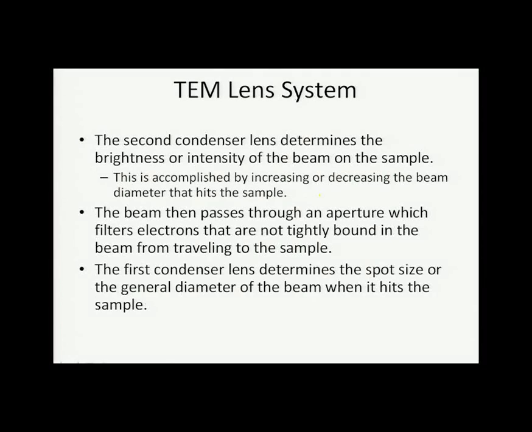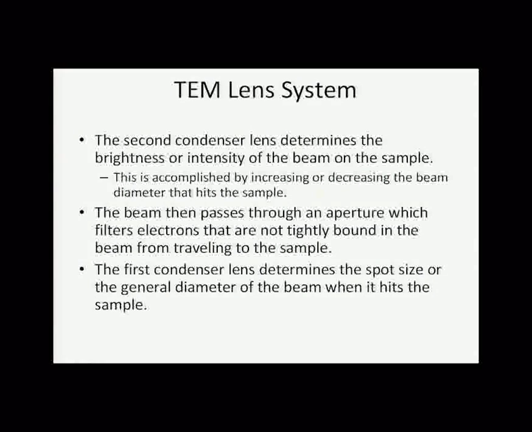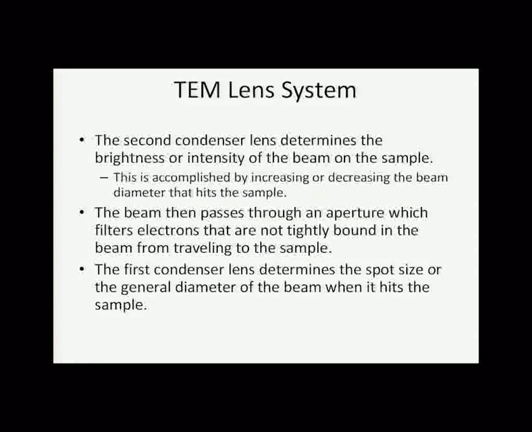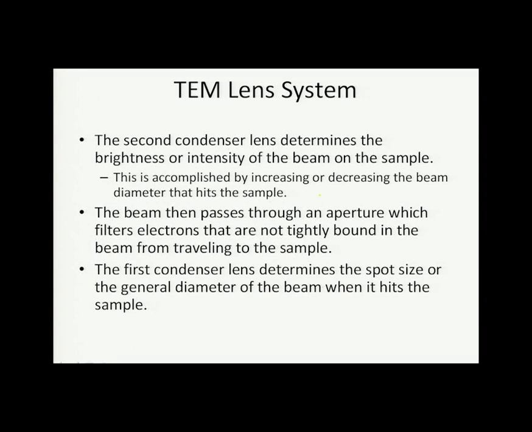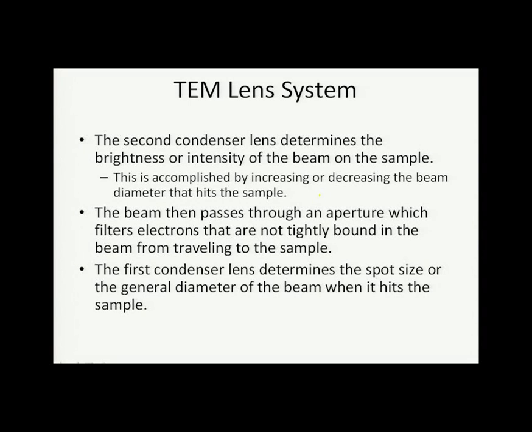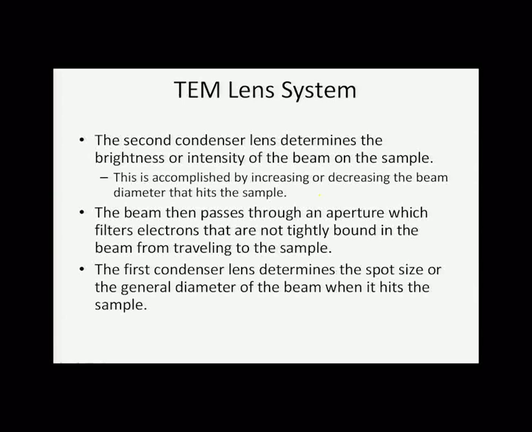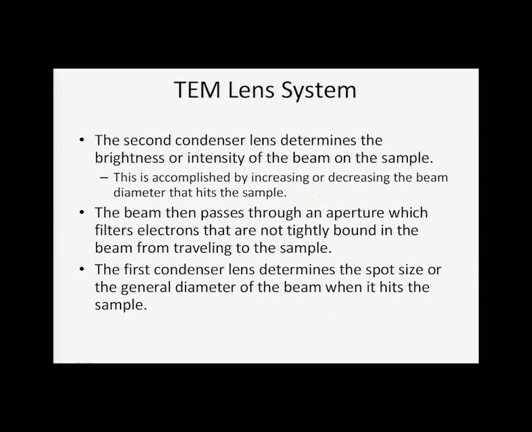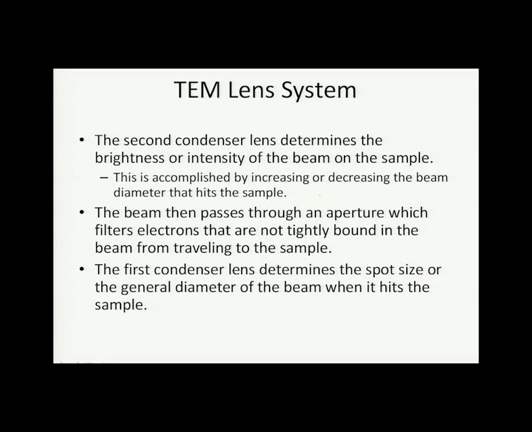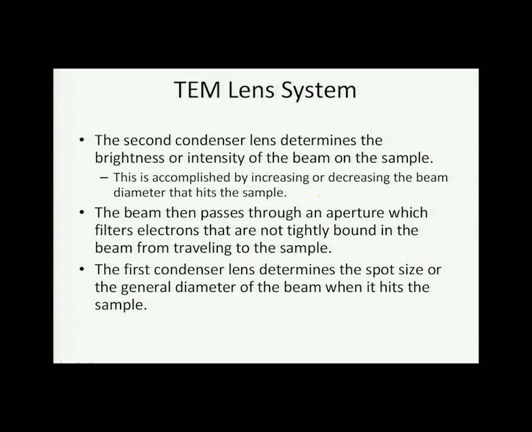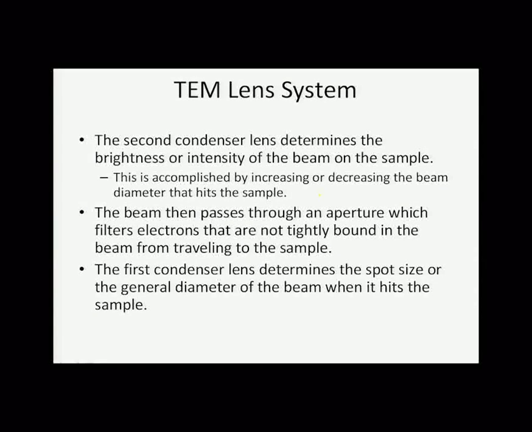There's a second condenser lens in a TEM system that will determine the brightness or intensity of the beam on a sample. This is accomplished by increasing or decreasing the beam diameter that hits the sample. So by changing the beam diameter, we're changing the brightness or beam intensity. The beam then passes through an aperture, which filters electrons that are not tightly bound in the beam from traveling to the sample. As we discussed previously, the aperture blocks the outer parts of the beam, which aren't tightly bound. The first condenser lens determines the spot size or the general diameter of the beam when it finally hits the sample.